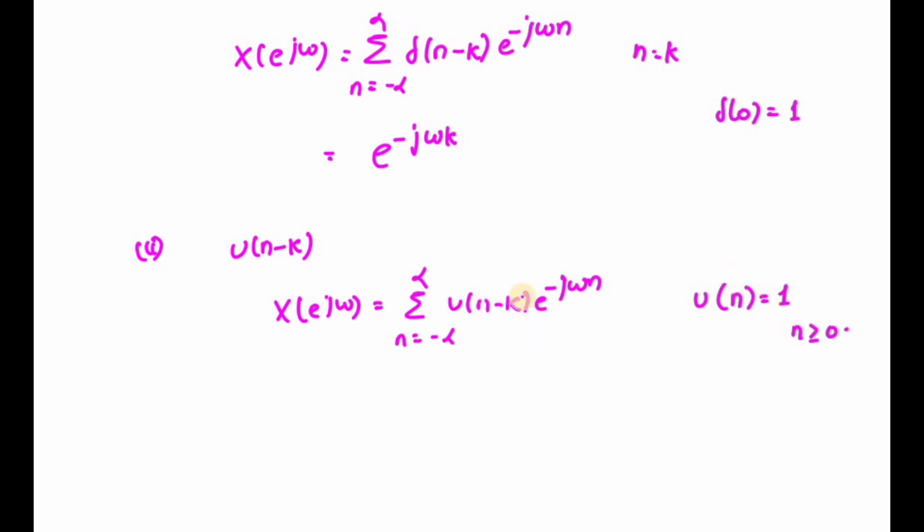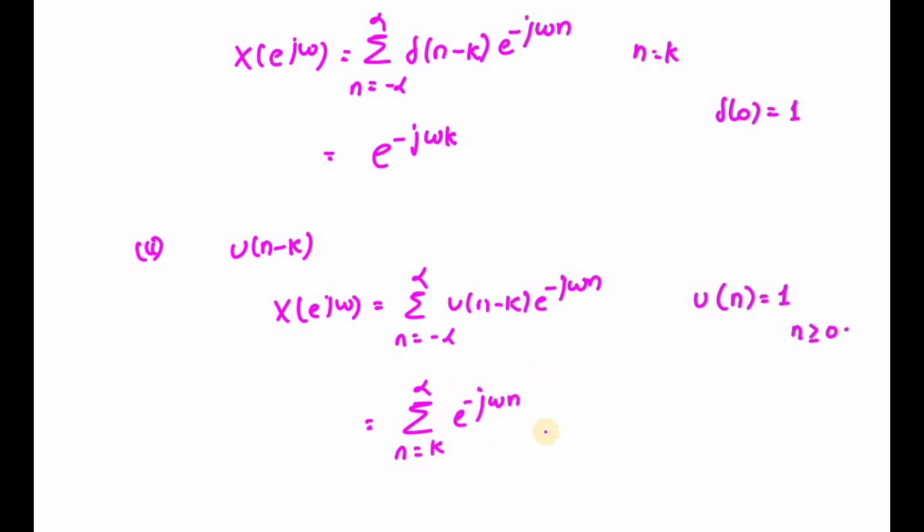So in order to make this equal to 0, you have to substitute the n value equal to k. So I can write n is equal to k to infinity, e power minus j omega n. If I substitute n is equal to k, this becomes u of 0, and u of 0 is 1. So 1 into e power minus j omega n. For the rest of the values, you will get the answer as 1.